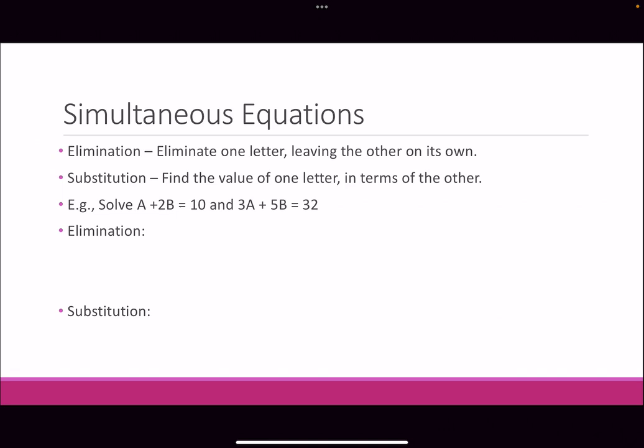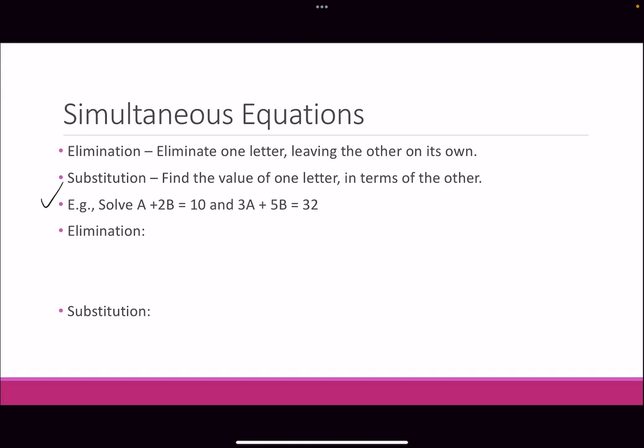Now, last thing we're going to go through is simultaneous equations. There are two different ways of solving these simultaneous equations: either elimination or substitution. Elimination is trying to eliminate one letter, leaving the other one on its own, so we find what its value is. Substitution is finding the value of one letter in terms of the other, so in this case A in terms of B, and then substituting it in, so we have one equation all in terms of one letter. So let's go through this together.